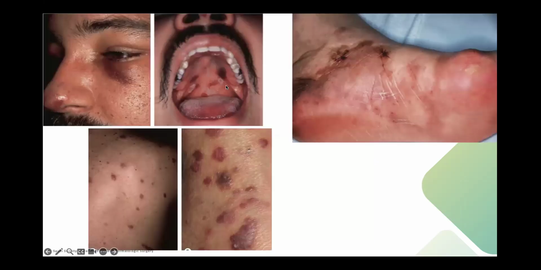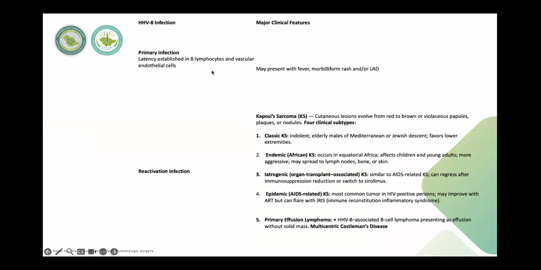And the last virus of the human herpes viruses is this one. As we can see, again, purple to red erythematous papules. It starts actually with a macula, patch stage, then can become a plaque, and then sometimes can cause nodules, and can affect the mucosa. So this is Kaposi sarcoma. It's caused by human herpes virus 8. Primary infection is not well recognized.